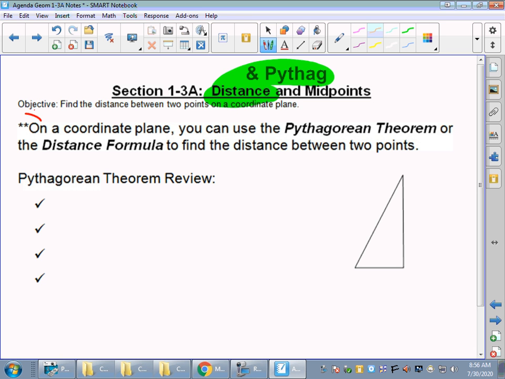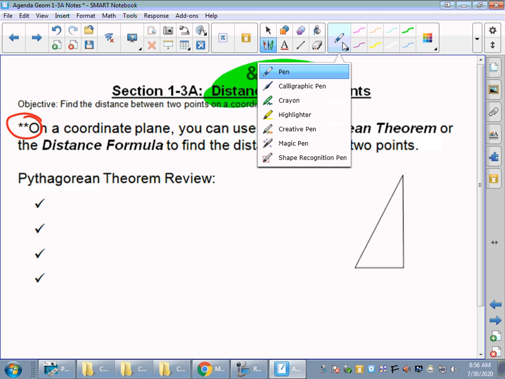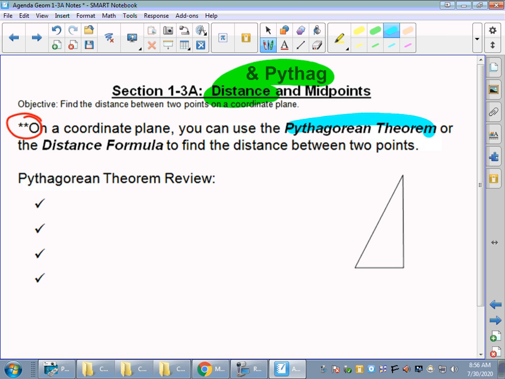On a coordinate plane, you can use the Pythagorean theorem if you like Pythag, or you can use the distance formula to find the distance between 2 points. It is personal preference. I am not going to tell you which one you do or do not have to use. Some of you are going to like one way or the other, depending on how I give you the problem. So just a quick run through of Pythag.